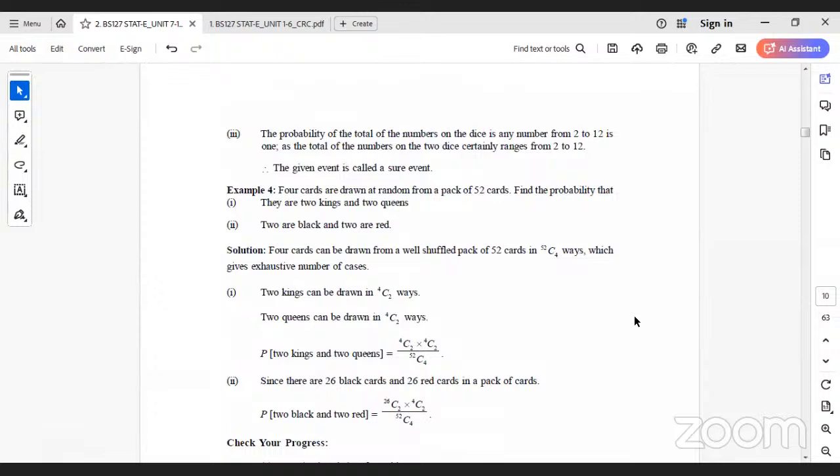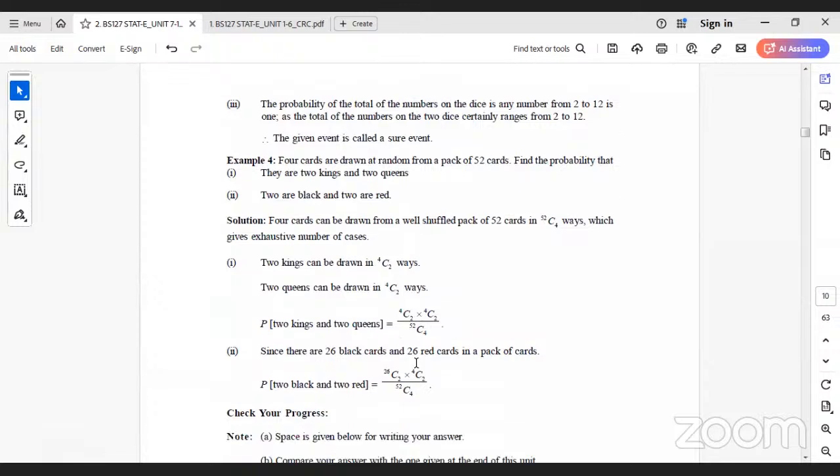Four cards are drawn at random from a pack of 52 cards. Find the probability that there are two kings, two queens, two of which are black and two are red. See here, in 52 cards, how many kings are there? 4. To draw kings, it is 4C2, right? Yes sir. To draw queens also 4C2. So 4C2 into 4C2 by 52C4. There are 26 black cards and 26 red cards, so 26C2 into 4C2 by 52C4. Why do we write 4C2? Can you tell me?